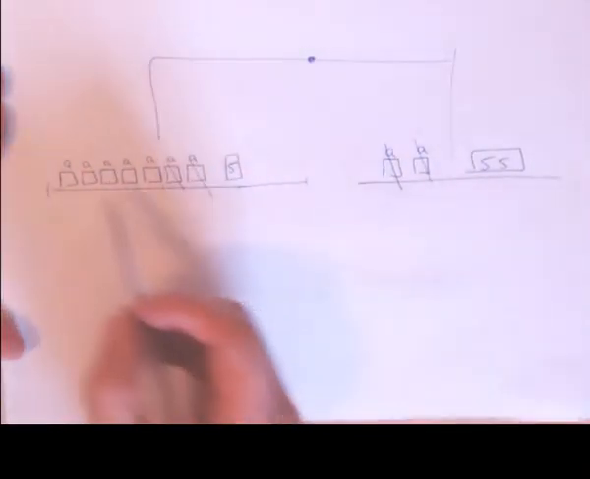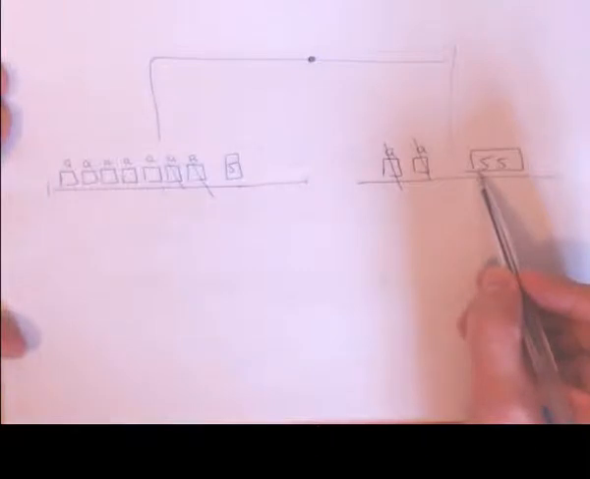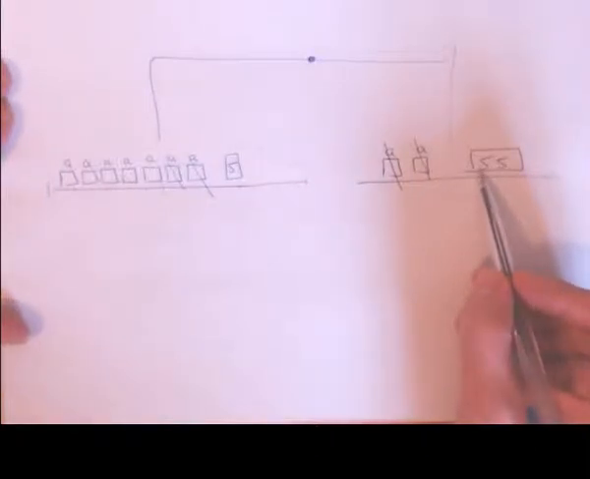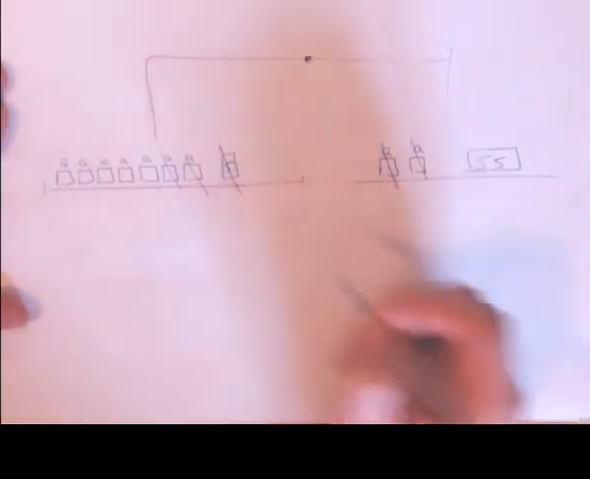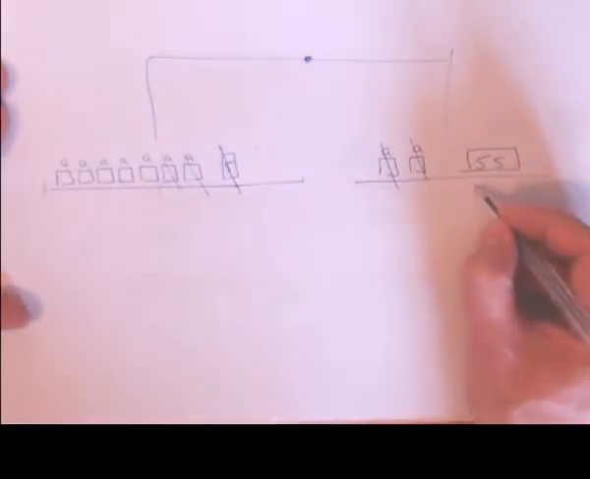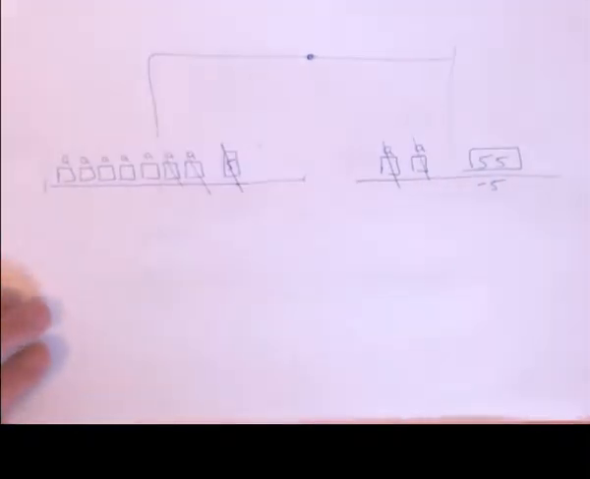So that's what we have here. We have 5a plus 5 is the same value as this expression here, 55. But if we want to figure out what a is, we don't want this 5 here either. So I'm going to remove a 5 here. Of course, if I remove it from one side, I have to subtract it from the other side as well.